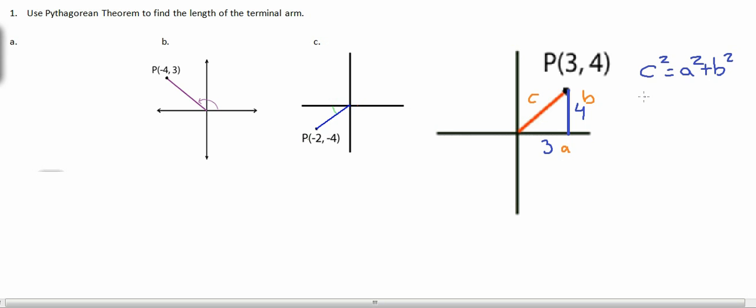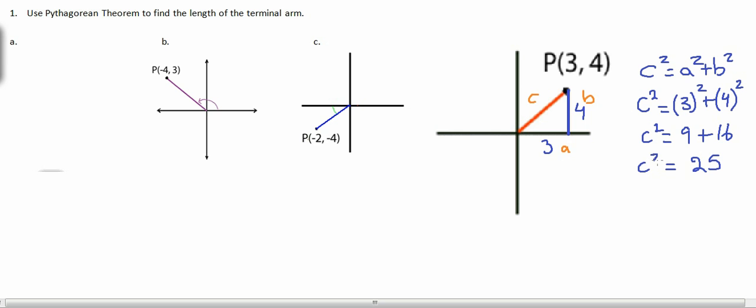So back to our solving here. We're looking for c squared, so I'm just going to keep that as c squared, and it's equal to a squared, which is 3 squared, plus 4 squared. So it is equal to 9 plus 16, and that is 25. So c squared is equal to 25, but we want to find c. That means we need to square root both sides, and we know that c is equal to 5. So this is using Pythagoras' theorem to find the length of the terminal arm.